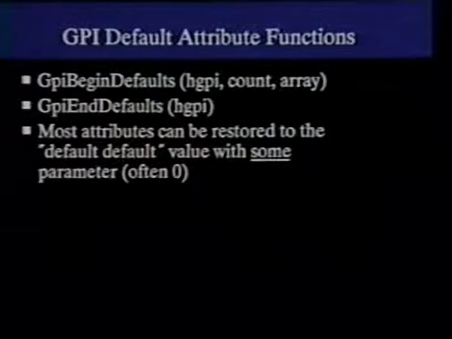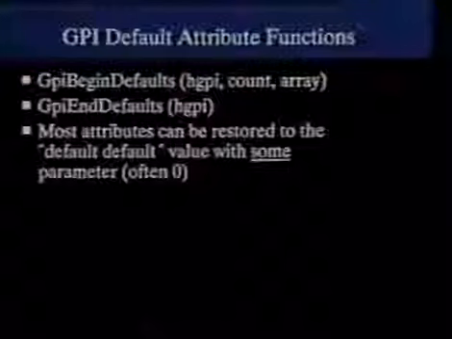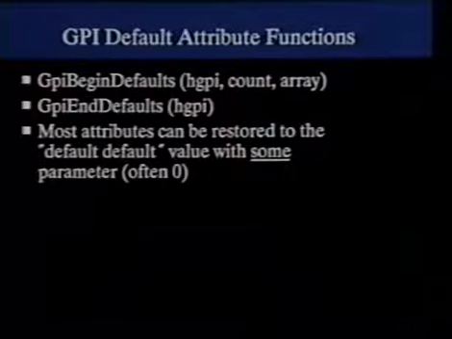Later on, when you restore the presentation space to its natural condition, what you'll get is the natural defaults the way you've set them. In order to get back to the original defaults, often referred to as the default defaults, you can get back to them with sentinel values used within the begin and end defaults bracket. Often that value is 0.